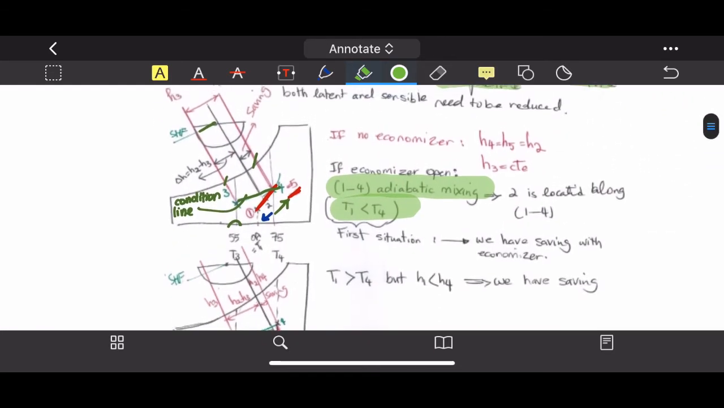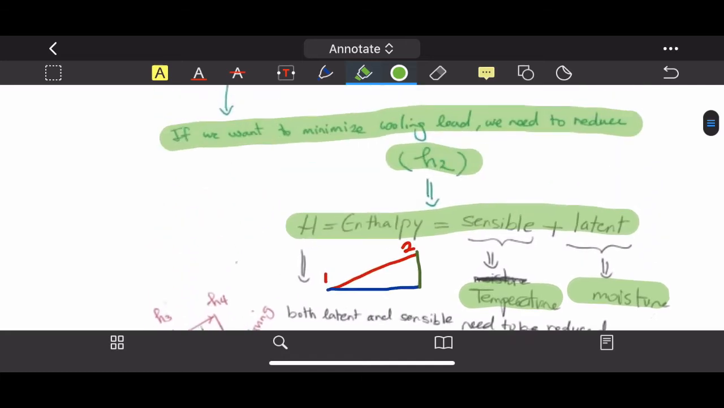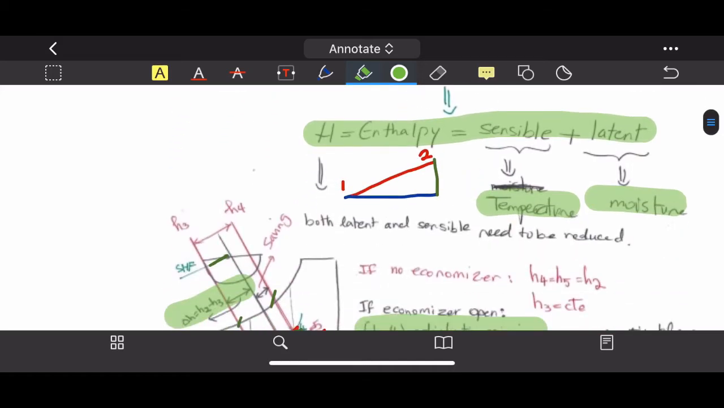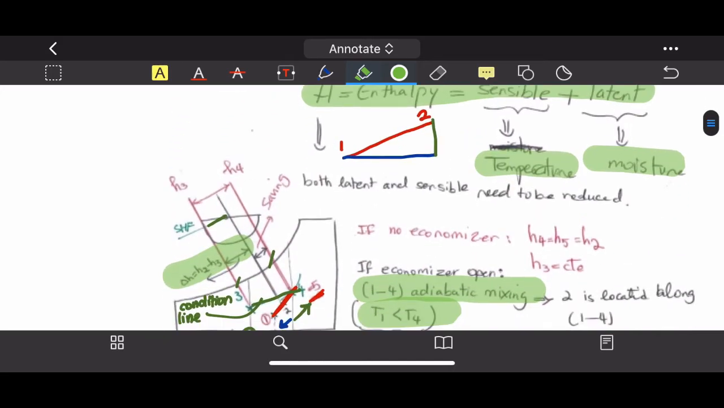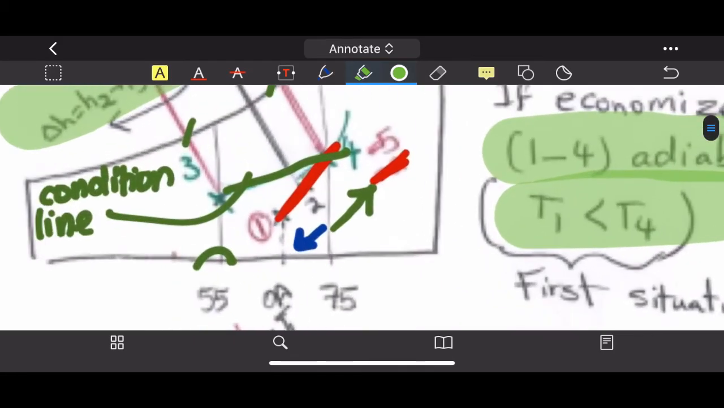So 2 will become warmer, right? So delta H, H2 minus H3, which we go back to this equation, will become quite small. That means the cooling load will be smaller. Of course, in the winter, we don't really need cooling load. But the economizer will allow the adiabatic mixing between 4 and 1, and it becomes 2. And 2 is located along the line of 1, 4, as you can see here.